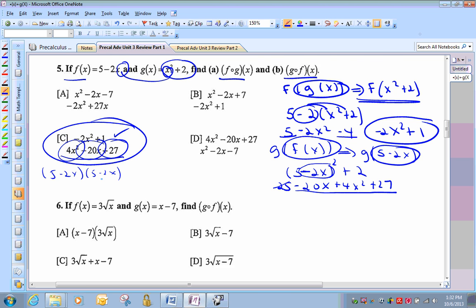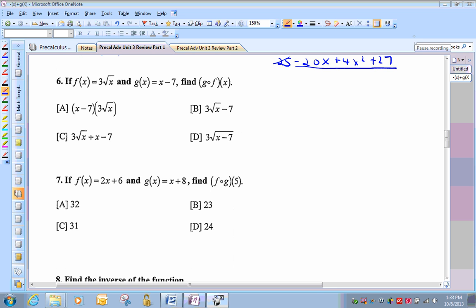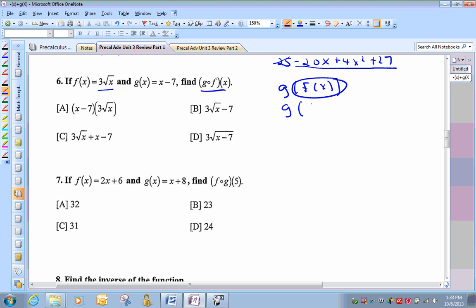All right, go Bearcats. In this next problem, we're going to just golf. So we're going to go g of f of x. What is f of x? F of x is going to replace 3 square roots of x. So we're going to take 3 square roots of x and plug it into the g function for our x. So we have 3 square roots of x minus 7, and that's really all we can do here. So 3 square roots of x minus 7, there's your answer. Do not do more than that. All right, let's move on.